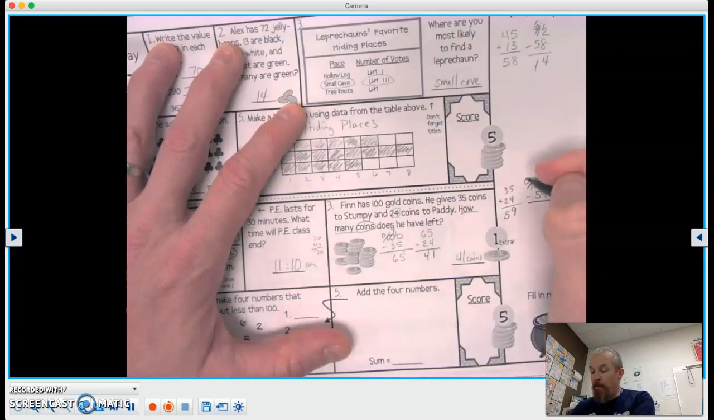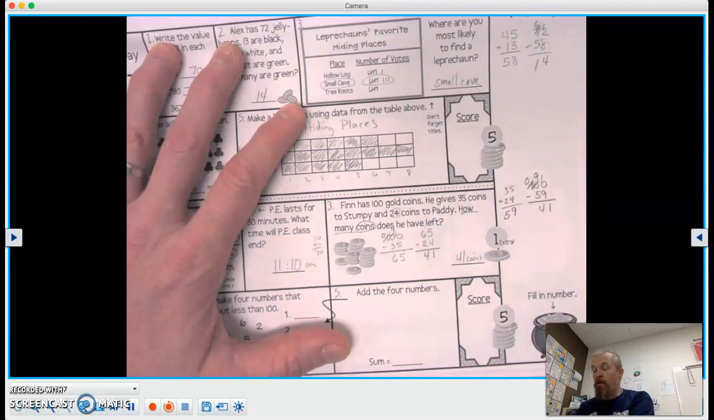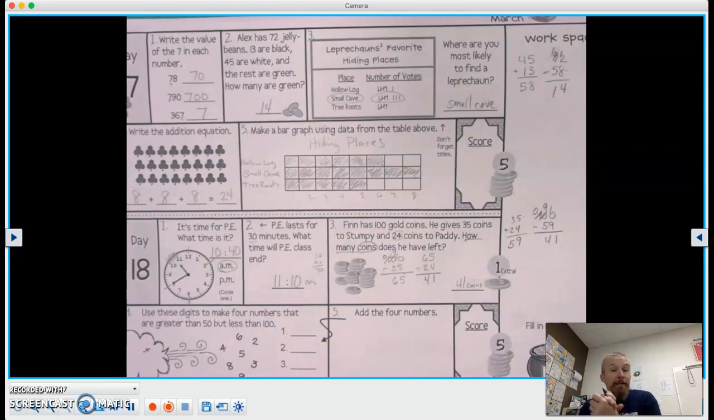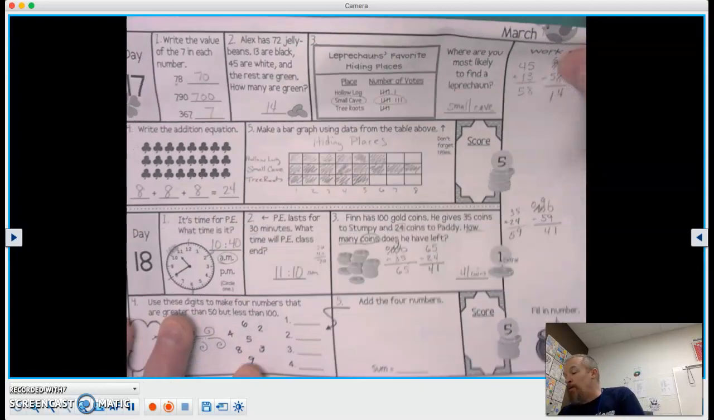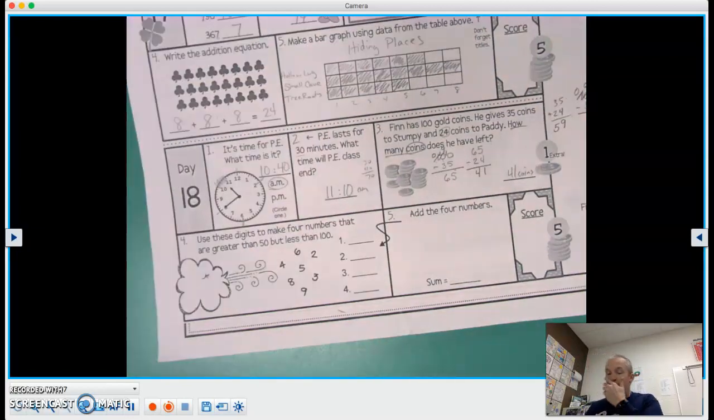Again, we have to borrow again. All right, 10 minus 9 is 1. 9 minus 5 is 4. I still get the same answer because I did my math correctly. Hopefully you did too. And if not, we're learning. That's what we do here.